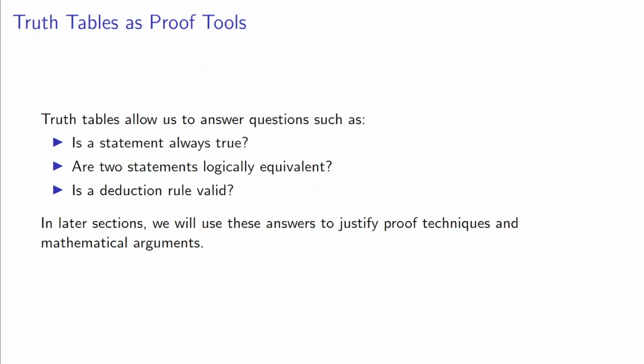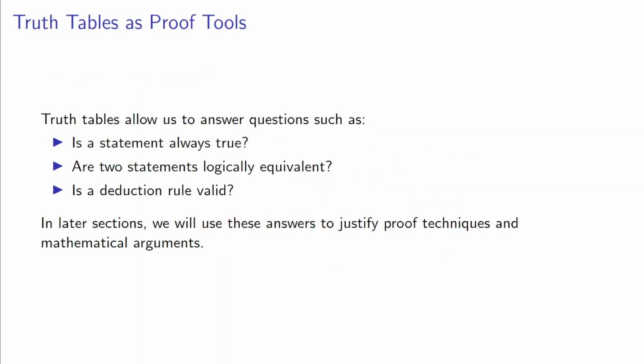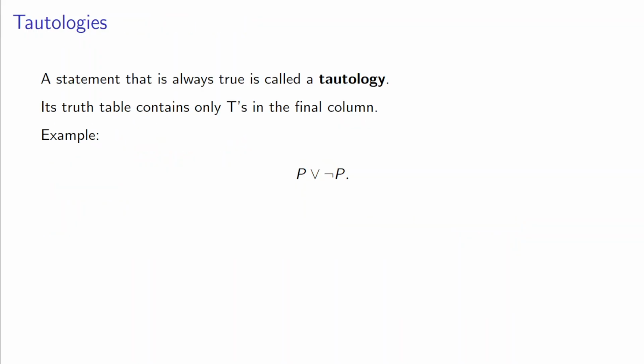How can we use truth tables as proof tools? Truth tables allow us to answer questions such as, is a statement always true? That's what we're going to see in a few minutes with this concept of a tautology. We actually saw this example here. This statement is always true, so that's kind of interesting. Are two statements logically equivalent? And then is a deduction rule valid? In later sections, we will use these to justify proof techniques and mathematical arguments.